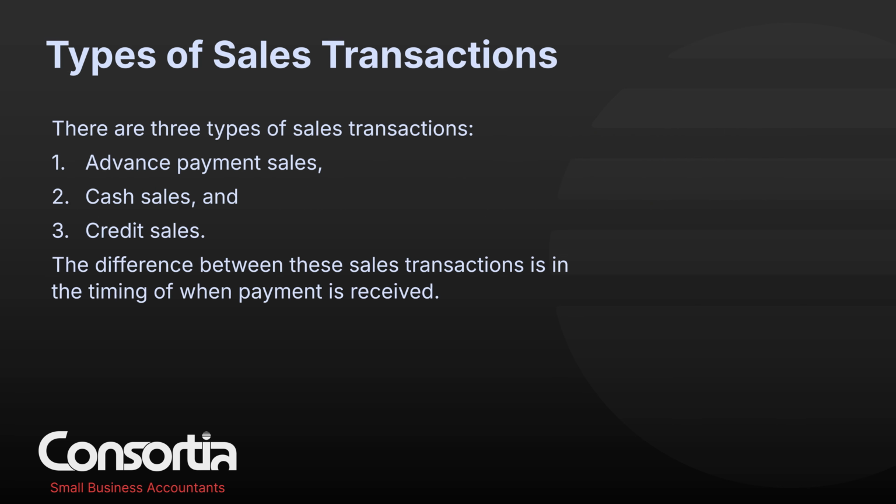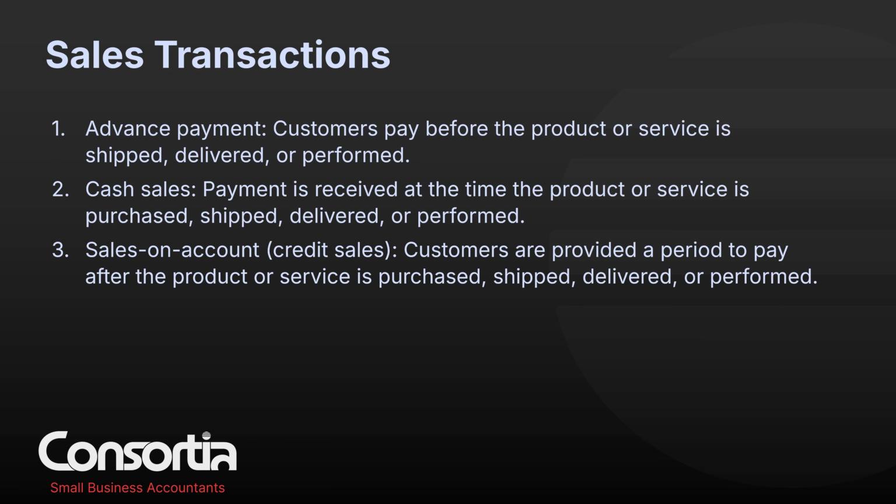Types of sales transactions. So there are 3 types of sales transactions. One is called advance payment sales, 2 is called cash sales, and 3 is credit sales. Now, the difference between these sales transactions is in the timing of when payment is received. So as far as the sales transactions, advance payment is where customers pay before the product or service is shipped, delivered, or performed. So we're prepaid.